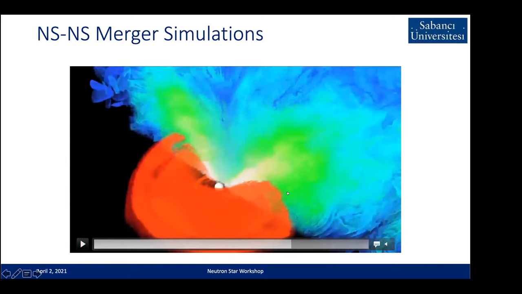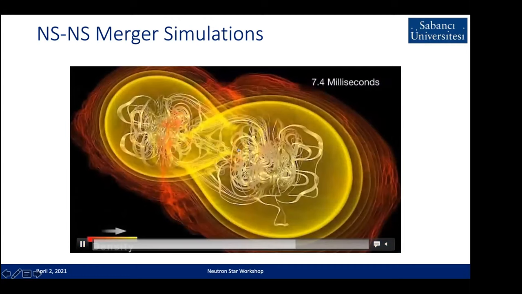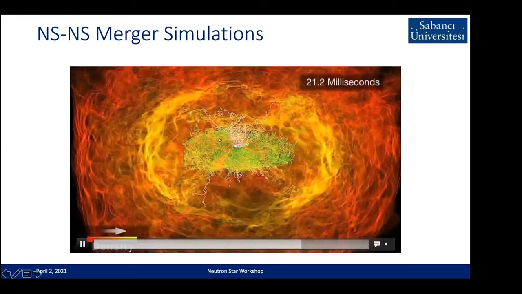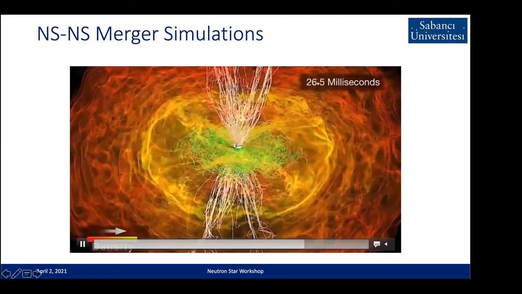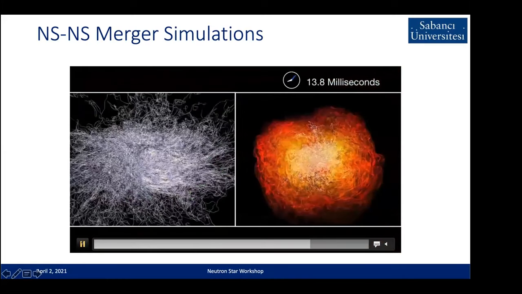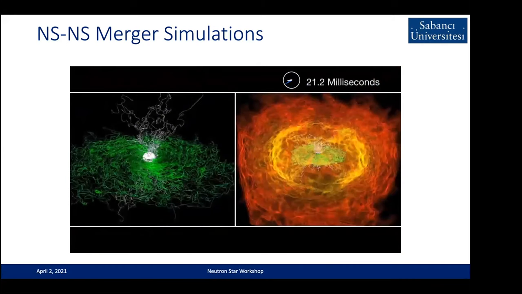And then on top of it, this simulation also shows the matter density that you see, and these blue and green lines are the magnetic field actually. And you can see that these lines entangle, and then it forms some sort of, again in like 26 milliseconds or so, okay? It comes into a jet shape.